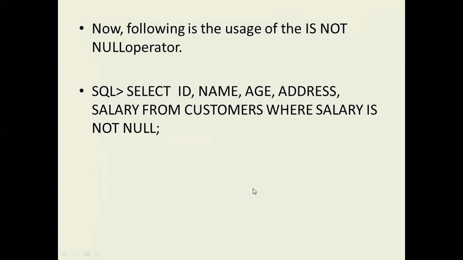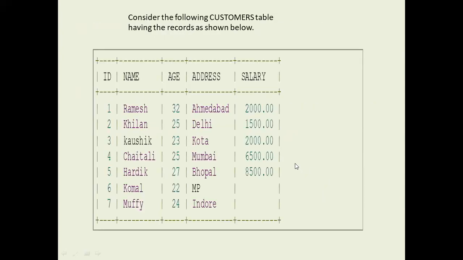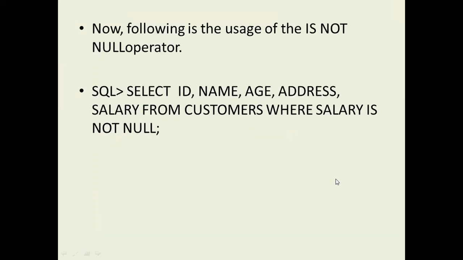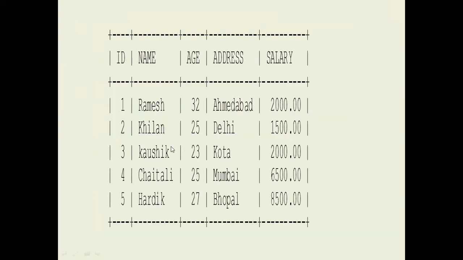Even though a null value is there, how can we display the values? That is by using the is not null keyword, where salary is not null, or where salary is null. By using the null keyword, we can display the data from the database. Select ID, name, age, address, salary from customers where salary is not null. That means only those values are displayed where salary is not null, so 1 to 5 is displayed here.